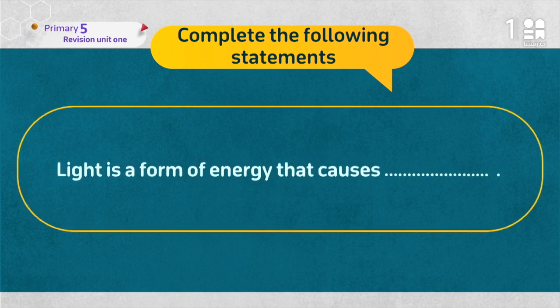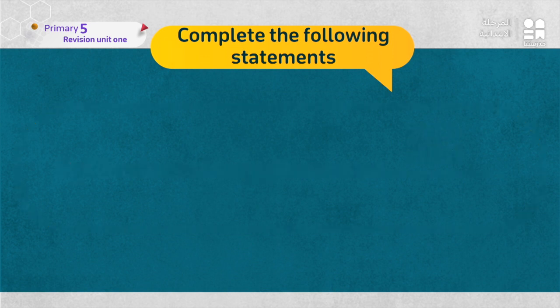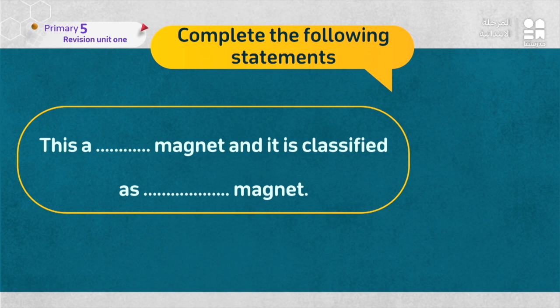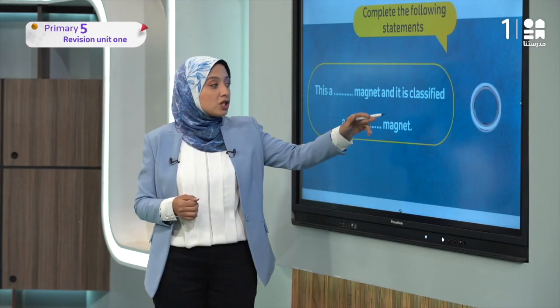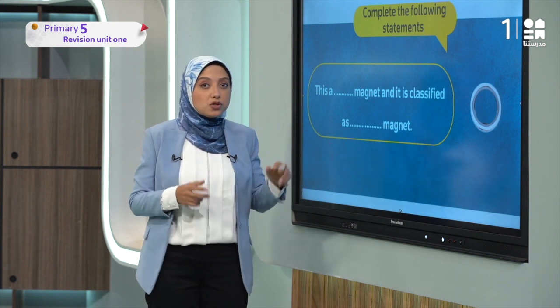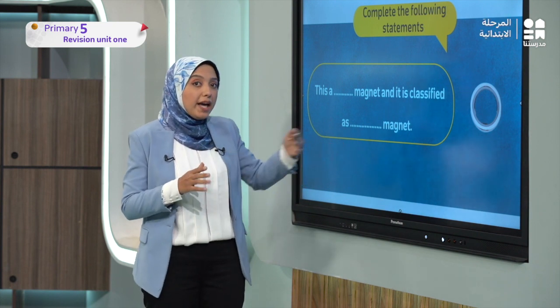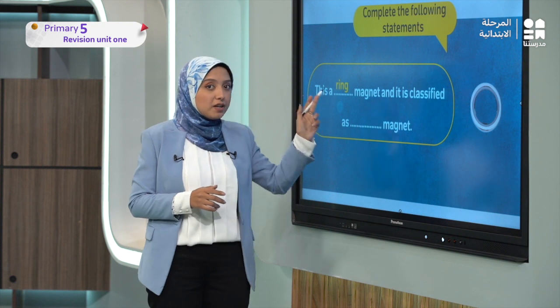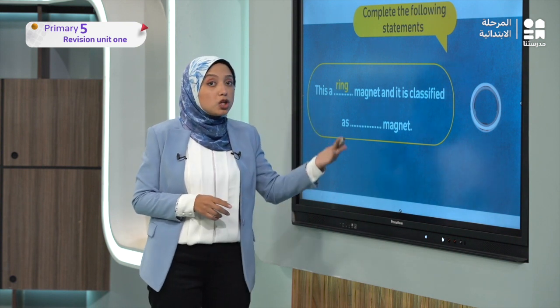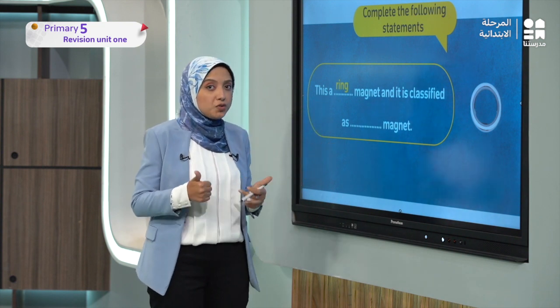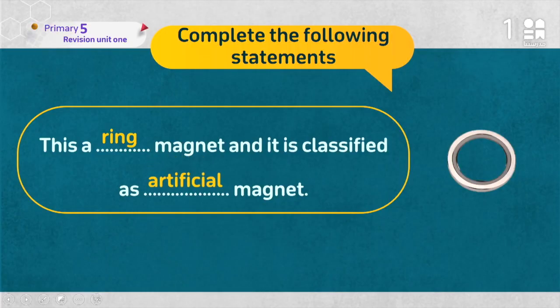Okay, another question. Light is a form of energy that causes vision. Okay, and then this a magnet, this picture, which type of magnet, which shape of a magnet, and it's classified as a which magnet, the type natural or artificial. أول حاجة شكله إيه؟ It's a ring magnet. طيب classified into which one? Natural or artificial? For sure artificial magnet.